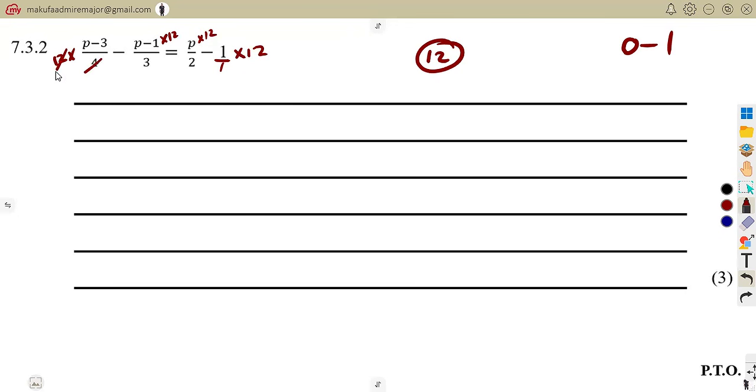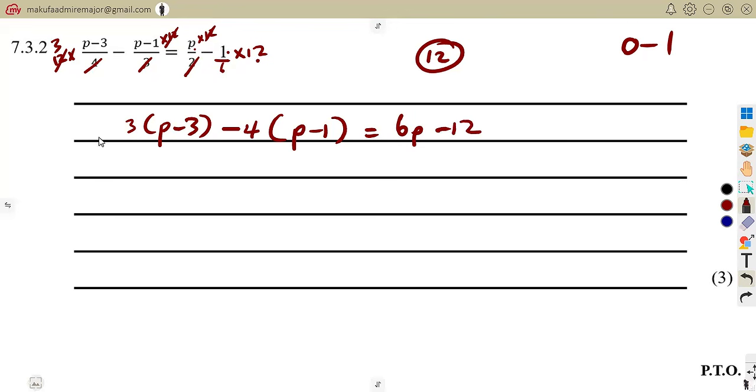So 4 into 12, that's a 3. So that is going to be 3 into p minus 3. Minus, 12 divided by 3 is 4, into this bracket of p minus 1. We do the same thing: 12 divided by 2, that's a 6, then it's going to be 6 times p, which is 6p. 1 into 12, that's 12 times minus 1, which is minus 12.